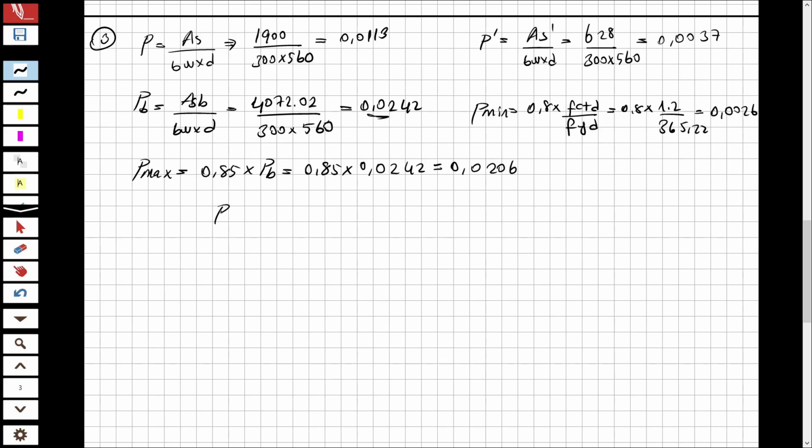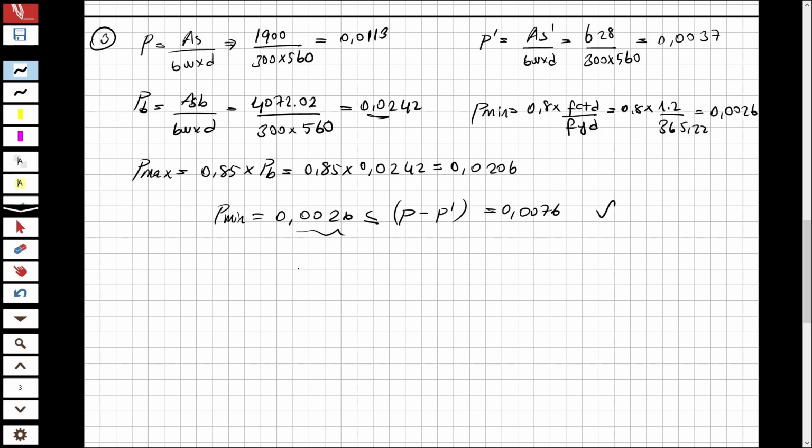So let's make a check. Rho has to be smaller than... so rho min, 0.0026, smaller than rho minus rho prime, which is equal to 0.0076. Now you can see, so it is okay.